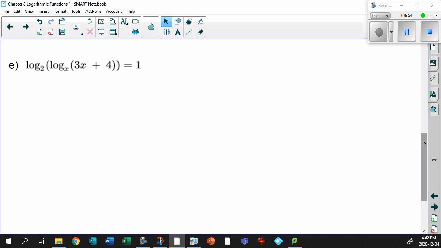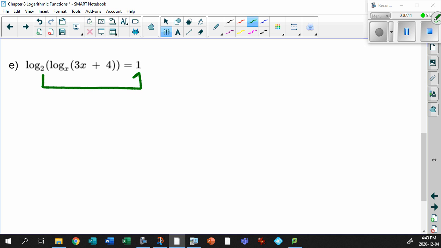This is E. Now, if you look at this one, ew, this looks really, really tough because you've got a log of a log and it's just a mess, isn't it? Not really. If you remember your logs to exponent rule, think about this. This is just 2 to the power of 1. 2 to the power of 1 equals, guess what? Yup, the log base x of 3x plus 4.